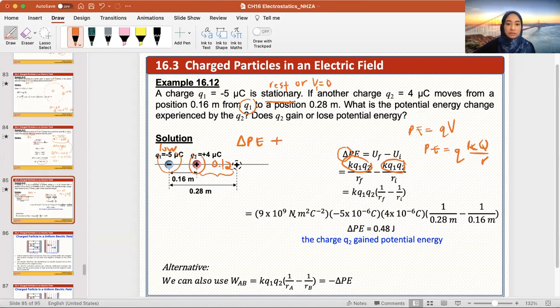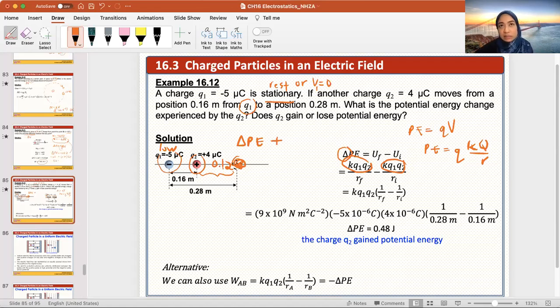K is 9 times 10 to the 9. Your Q1 is minus 5 micro, so that's times 10 to the minus 6. Q2 is 4 times 10 to the minus 6. Then your R final is the final position, which is 0.28, and your R initial is 0.16. Okay, so just use the equation.